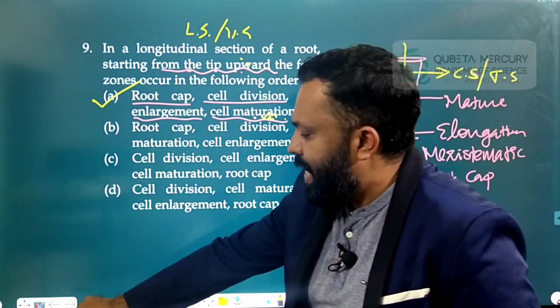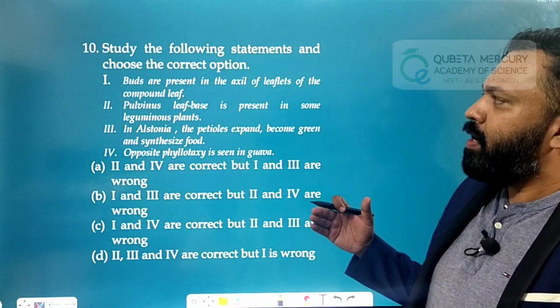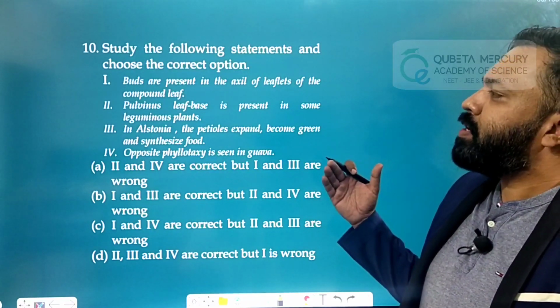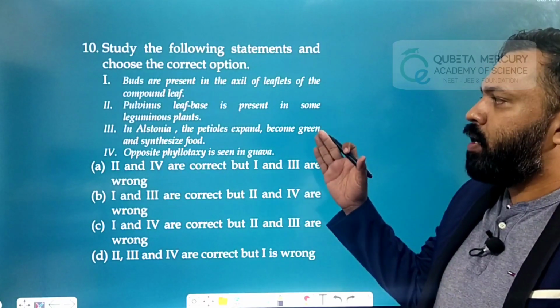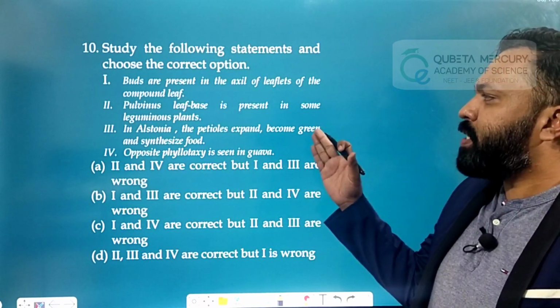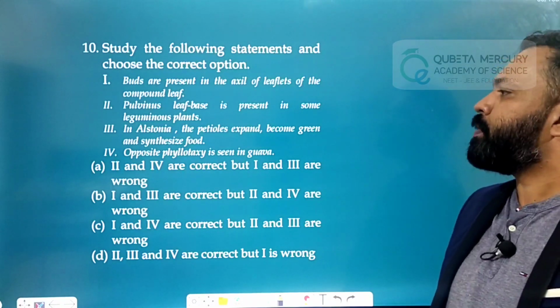All right, yes, listen to the question number 10. Study the following statements and choose the correct option. Yes. Of statement 1, buds are present in the axil of leaflets of the compound leaf.